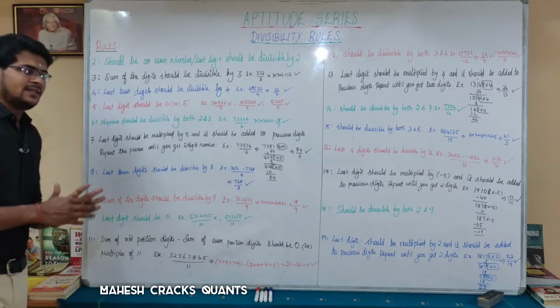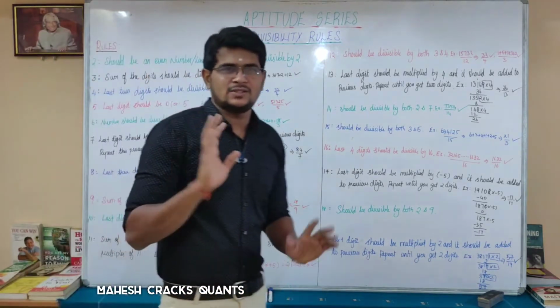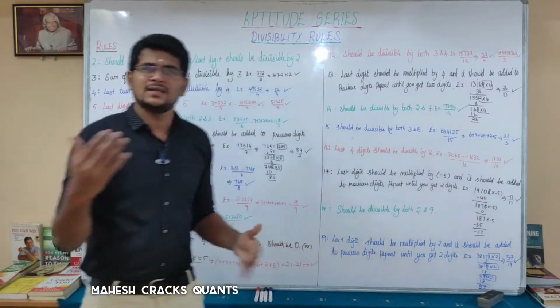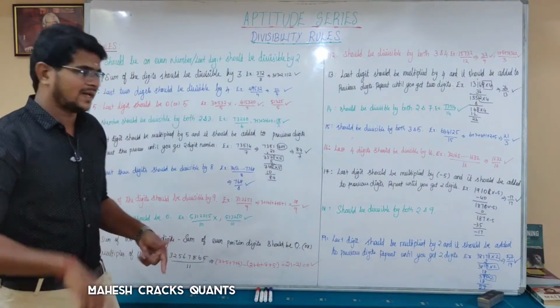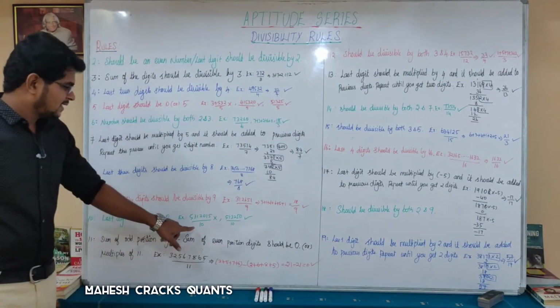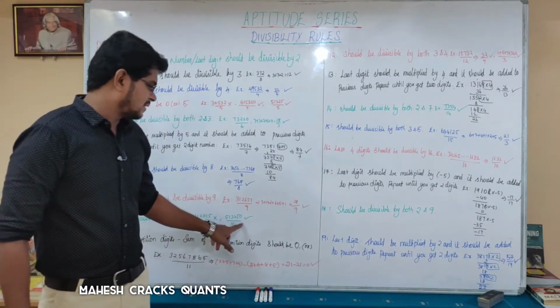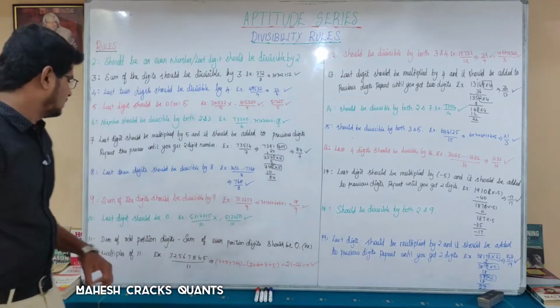Okay, 10. For 10, we know that the last digit should be 0. If a number ends with 0, then it is divisible by 10, because it could cancel 0, 0. That's why. Here it ends with 5, which is not divisible. Here it ends with 0, so it's divisible.